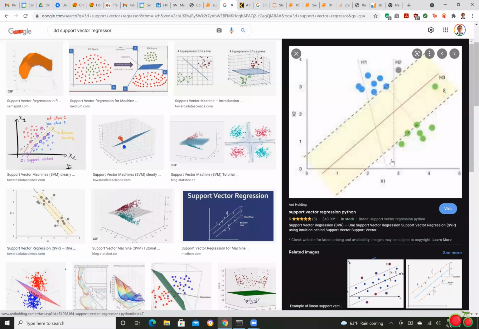Cool. Let me ask you a question. What is this in this case? Is this an SVR or an SVC? SVC. Okay. Does anybody think anything else?